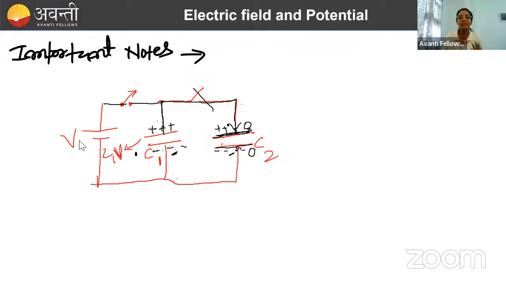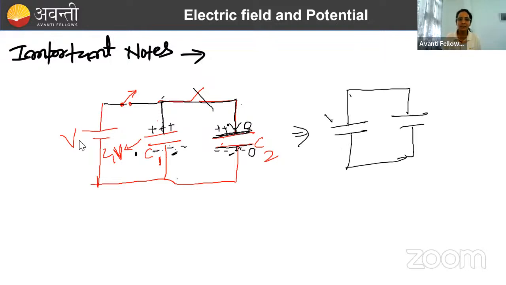Let's not complicate it. In short, what will happen? Charge will flow from C1 to C2 until what time? Until both capacitors' potentials become equal. So in a steady state, both capacitors will have charge in such a way that their potentials become equal. And if two capacitors have equal potential, then these two capacitors are in parallel. So here C1 and C2 are in parallel.